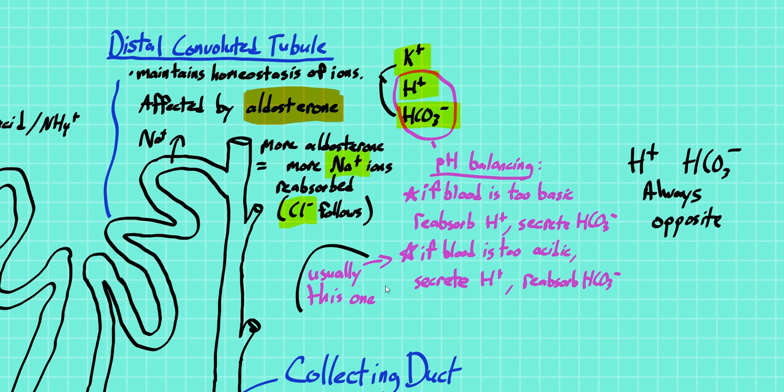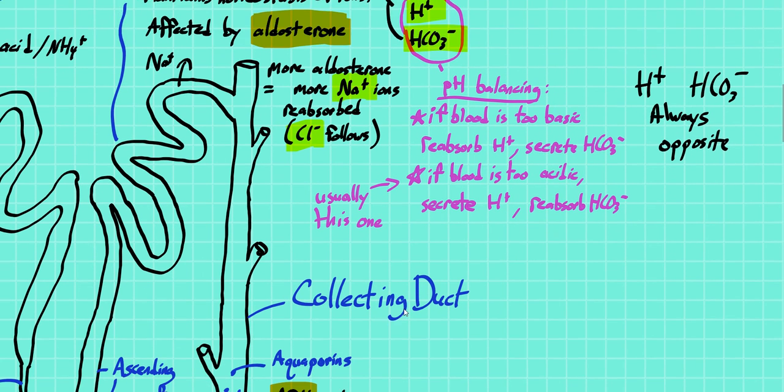The normal case, though, is that your blood is too acidic because you've got CO2, and that's the thing that's most likely to build up in your blood, in which case you would secrete hydrogen ions and reabsorb bicarbonate ions. This helps to bring your pH up towards a more basic level or a more neutral level, and so does this. The last stop is the collecting duct.